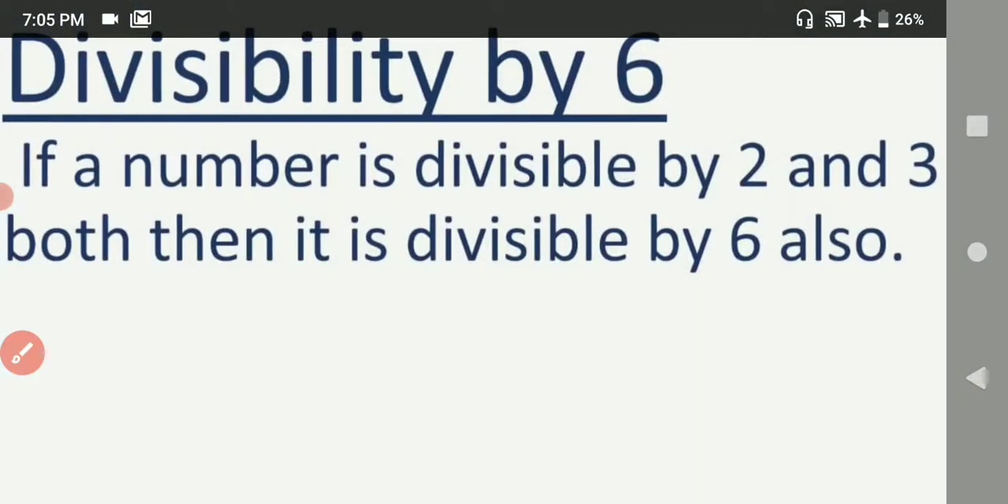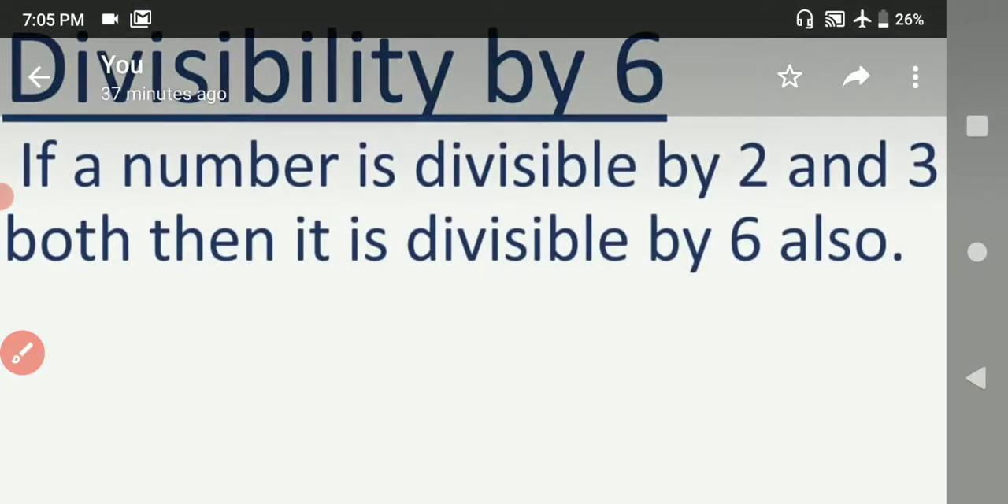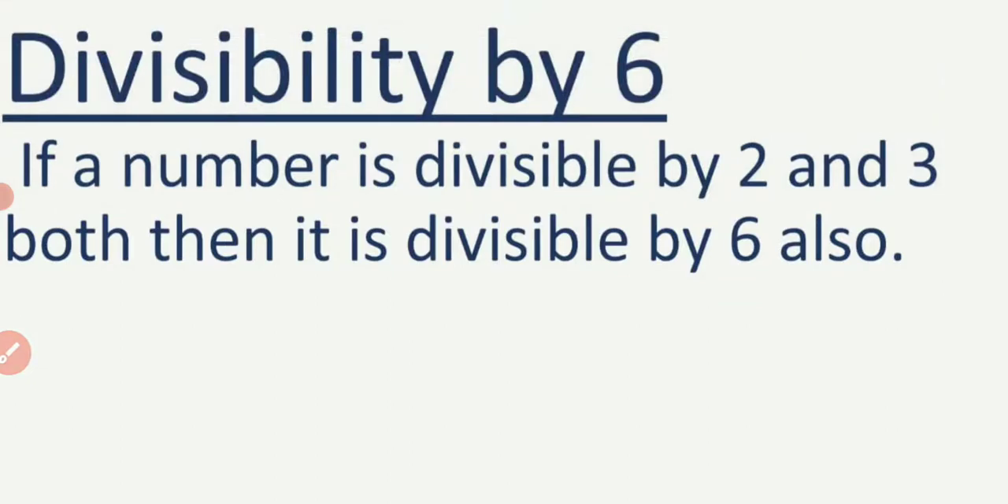Next divisibility rule, that is divisibility by 6. If a number is divisible by 2 and 3 both, then it is divisible by 6 also, as 2 and 3 are the factors of 6. If a number is divisible by 2 and 3, then that must be divisible by 6. So we just have to check the divisibility by 2 and 3, which we have already known and practiced.